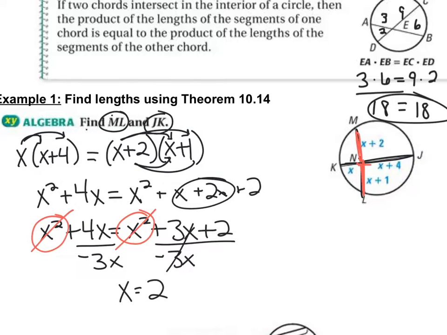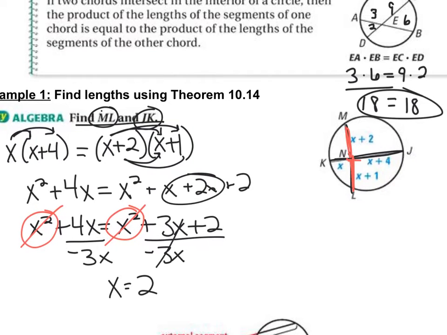Now, they didn't ask us for x, they asked us to actually find the length of ML and JK. So however you want to do this, we know that x is equal to 2, so every spot over here where we see an x, we are going to plug in a 2. So I can see that this is going to be 2 right here. Oh, that's a very poorly written 2. Let's try that again. A 2 right there.